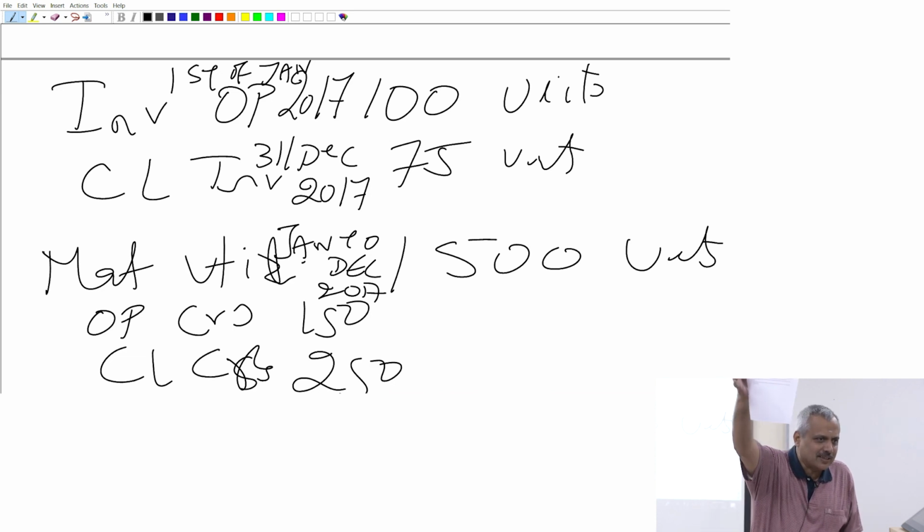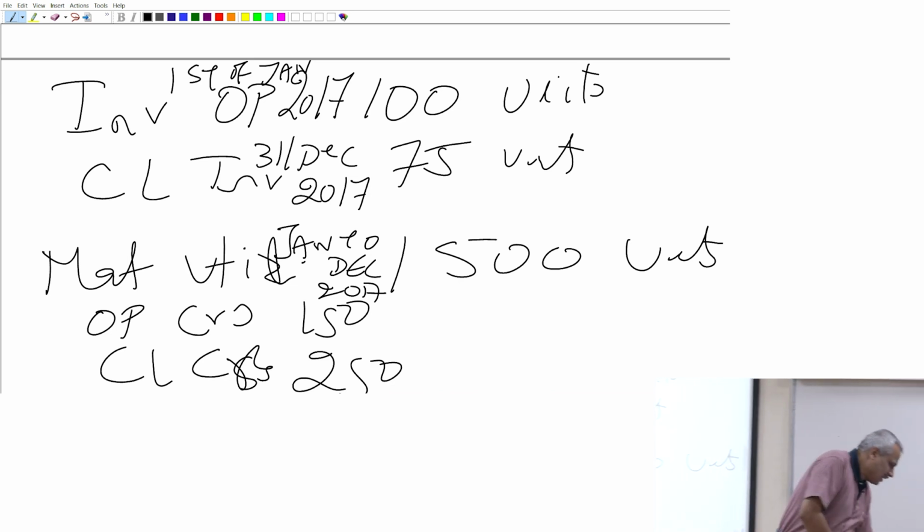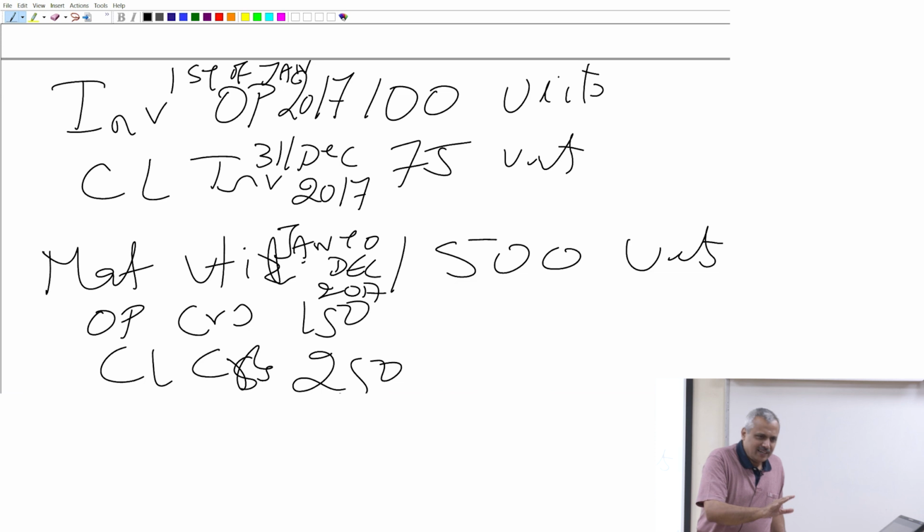Ideally how much I should have bought then? Only 1 sheet I should have bought. But I also see 1 sheet with him as a closing inventory, then how many sheets I would have bought? Simple, very simple, sir. Till that point it is very clear, 1475 is clear.